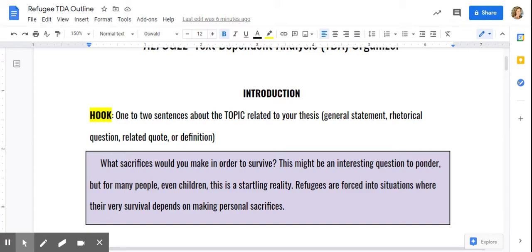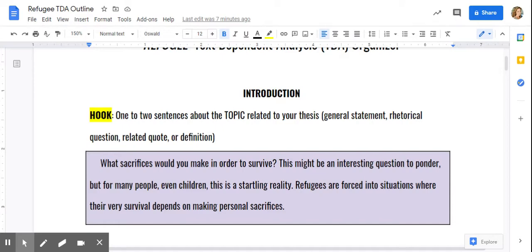See, just by asking that question, my reader is engaged. My reader is probably thinking about what would I sacrifice? How far would I go in order to survive? That's the point of a rhetorical question. This might be an interesting question to ponder, but for many people, even children, this is a startling reality. Refugees are forced into situations where their very survival depends on making personal sacrifices.